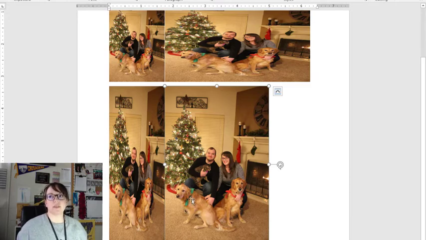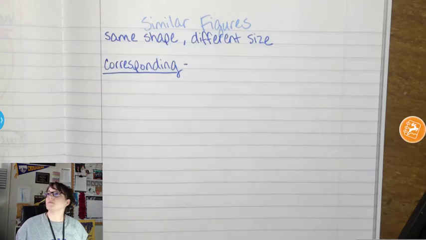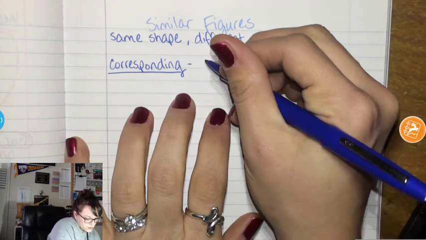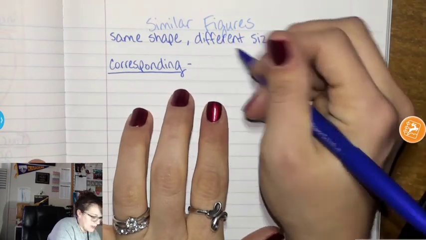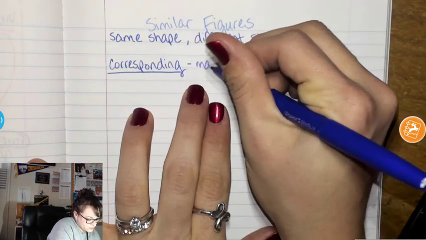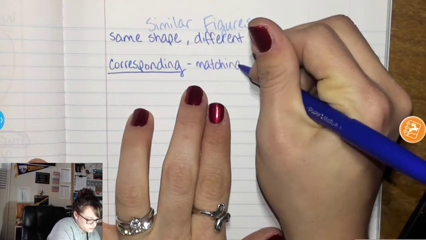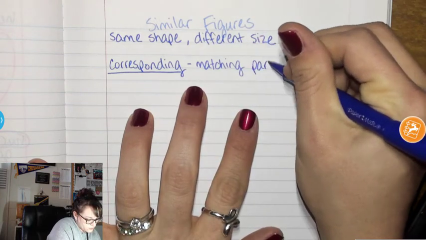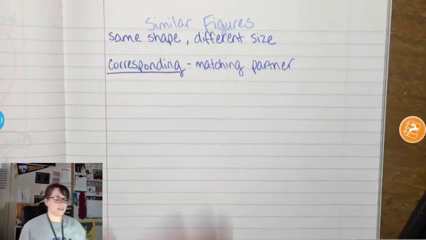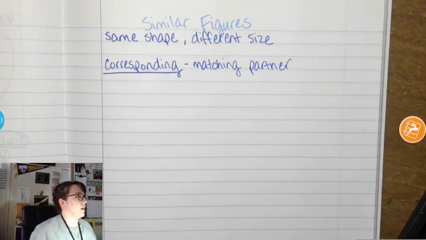This is Max. This is still Max. Same dog, just in the other picture. So I just called its matching partner. It's the same side, but on the other shape.